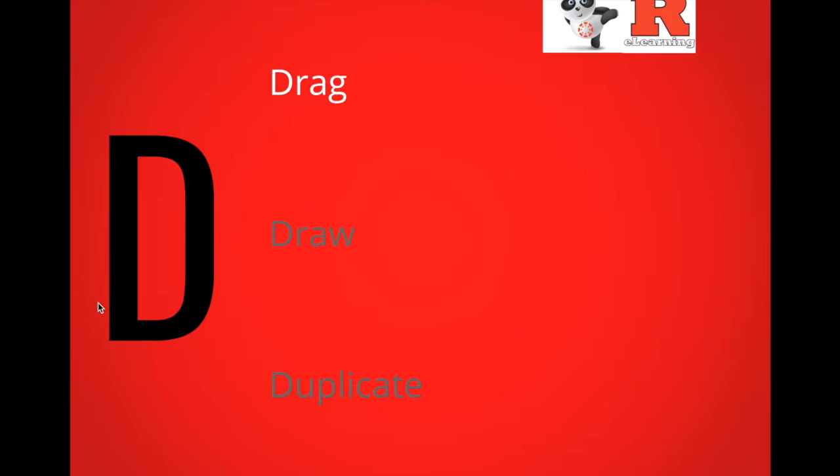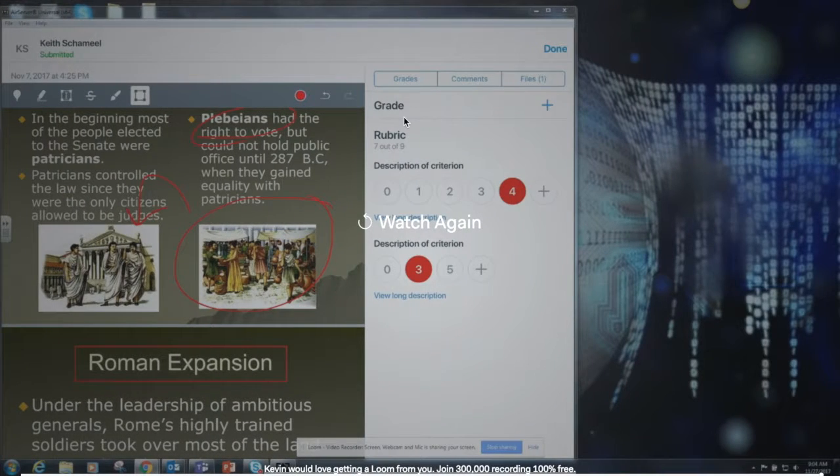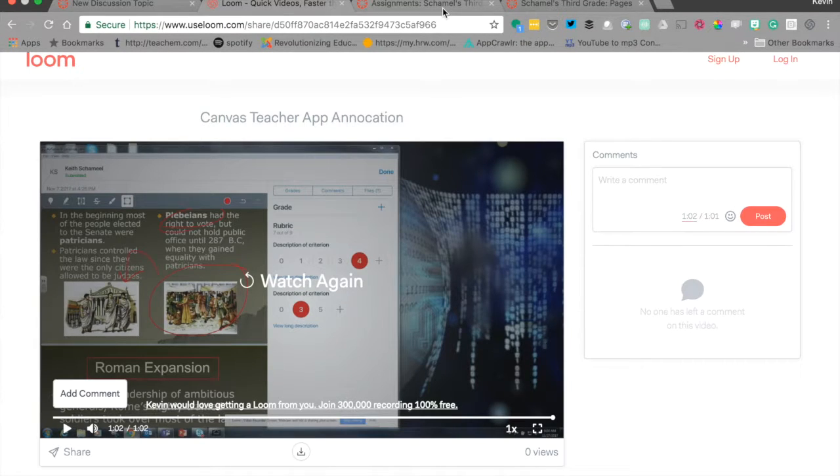Again, it's available through the Teacher app. The third thing we're going to talk about this week is the duplicate feature. Now, duplicate is something that's been added over the last year or so. The duplicate feature works in three main areas.